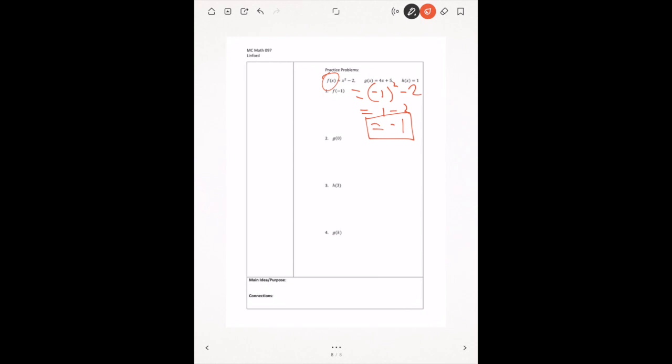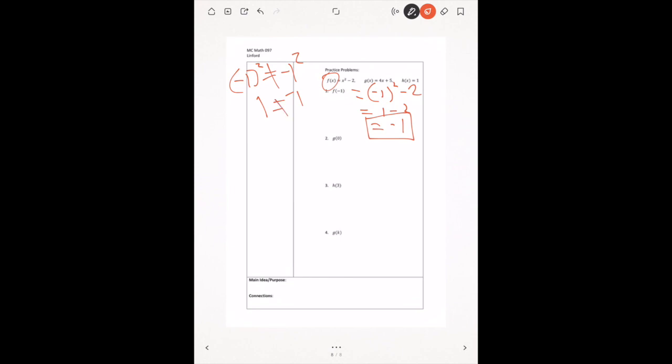Notice a couple things here. I am making sure to write -1 in parentheses. Anytime you sub in for x, always write in parentheses, because there's a difference between (-1) in parentheses squared and -1 not in parentheses squared. This is 1, this is -1. They are not the same thing.